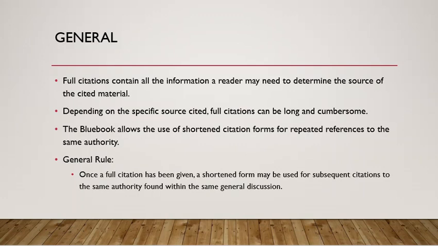Now, short citing in general. Full citations, if we remember from earlier lessons, contain all the information a reader may need to determine the source of the cited material. Depending on the specific source cited, full citations can be long and cumbersome, as I'm sure all of you are aware. The Blue Book allows the use of shortened citation forms for repeated references to the same authority. Now, a general rule is once a full citation has been given, a shortened form may be used for subsequent citations to the same authority found within the same general discussion.